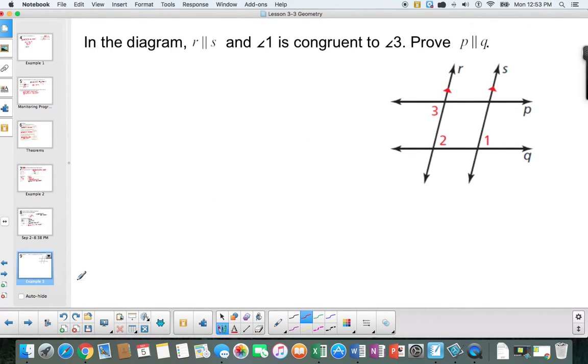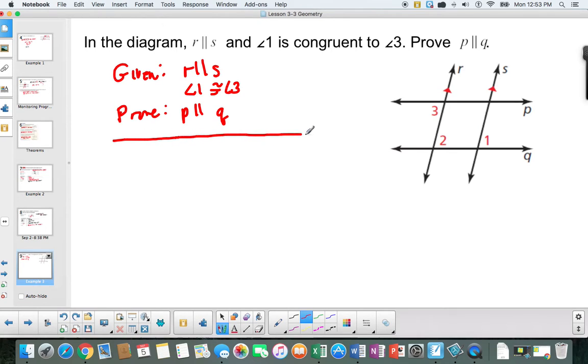All right, in this diagram, R is parallel to S, and angle 1 is congruent to angle 3. Let's prove that these lines are parallel. Okay, so my given is R is parallel to S, and I have angle 1 congruent to angle 3, and I want to prove that P is parallel to Q. All right, so number 1, I write R parallel to S, and angle 1 is congruent to angle 3, and that's going to be the given.